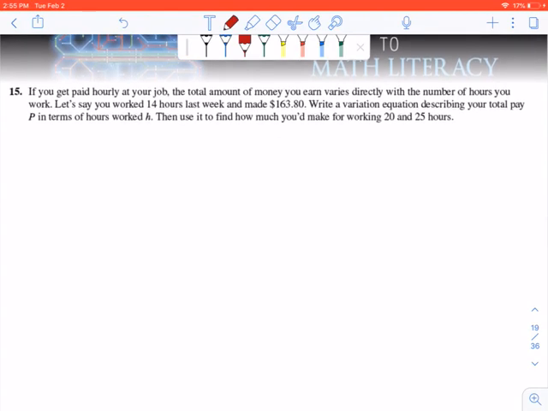All right, so let's do this other example. It says, if you get paid an hourly wage at your job, the total amount of money you earn varies directly with the number of hours you work, right?